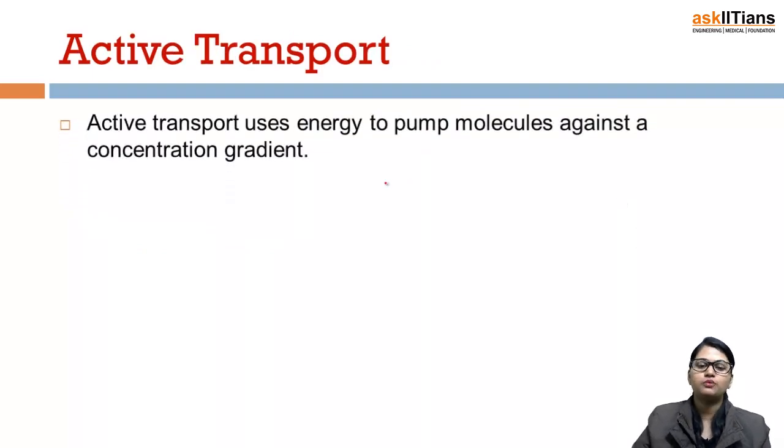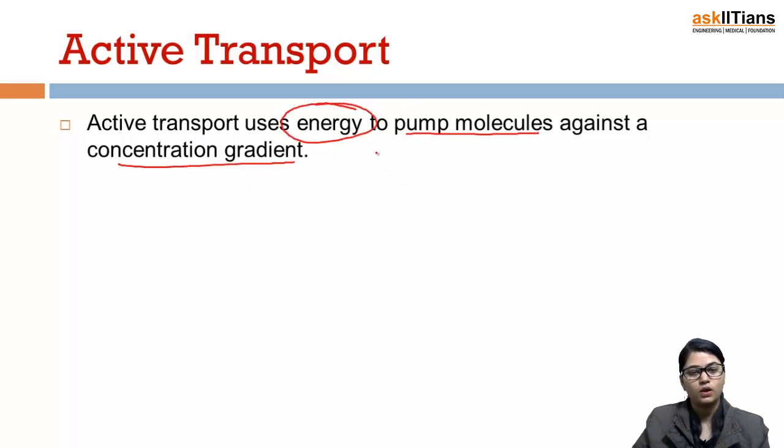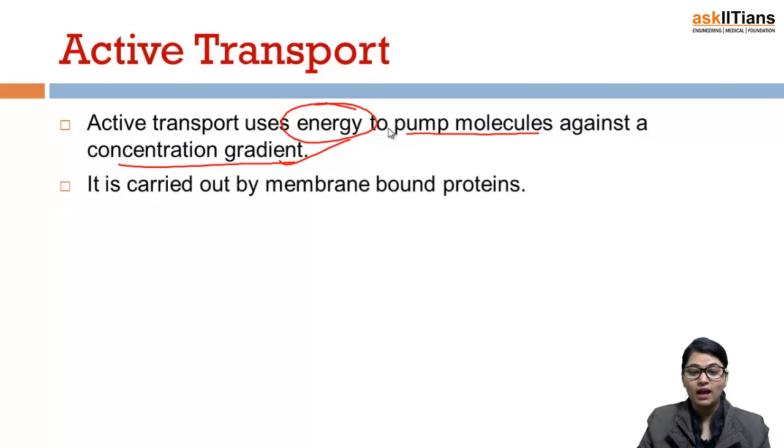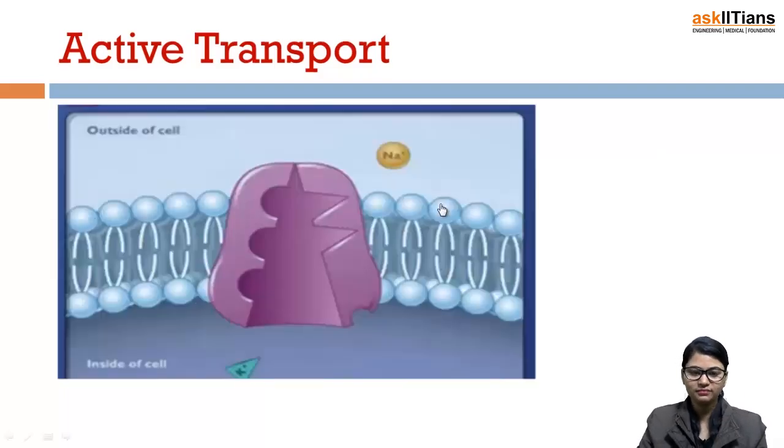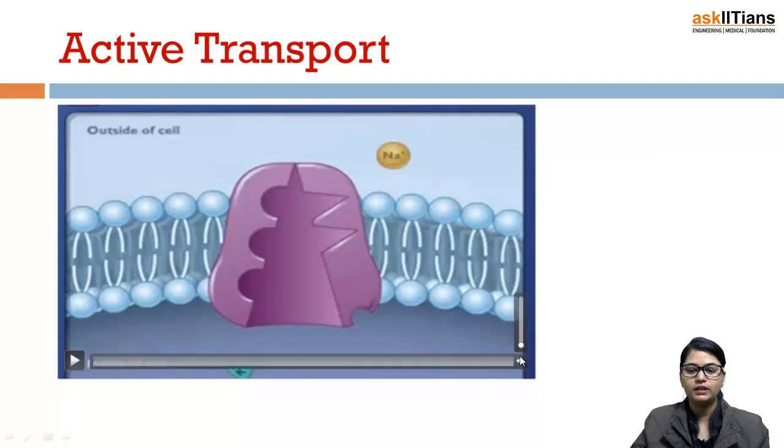Now, active transport uses energy to pump molecules. Energy is used against a concentration gradient. Molecules are being pumped against a concentration gradient using energy. It is carried out by membrane bound proteins. These proteins help in carrying those ions and molecules. Here is a video again. In this video we will be discussing this complete process.